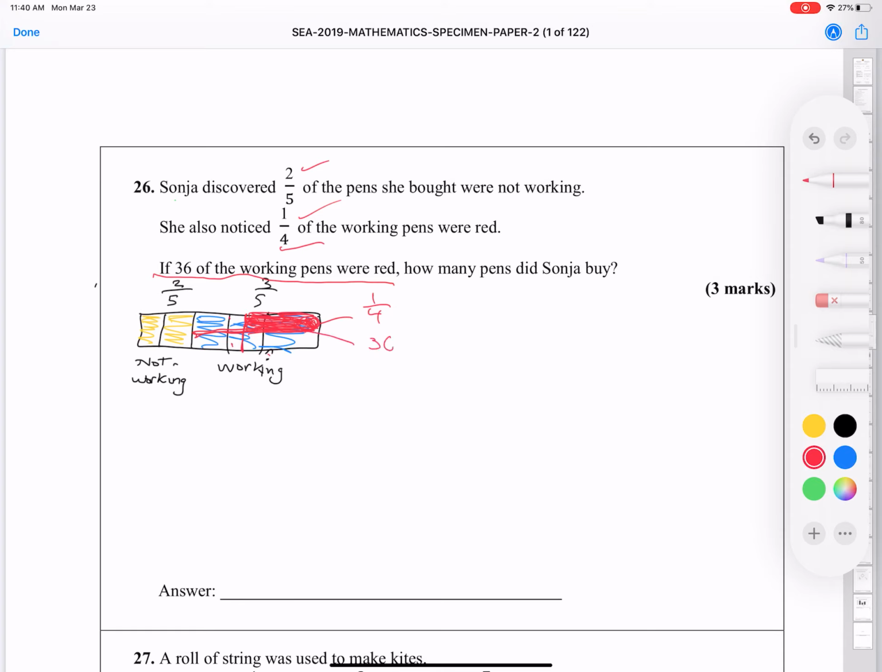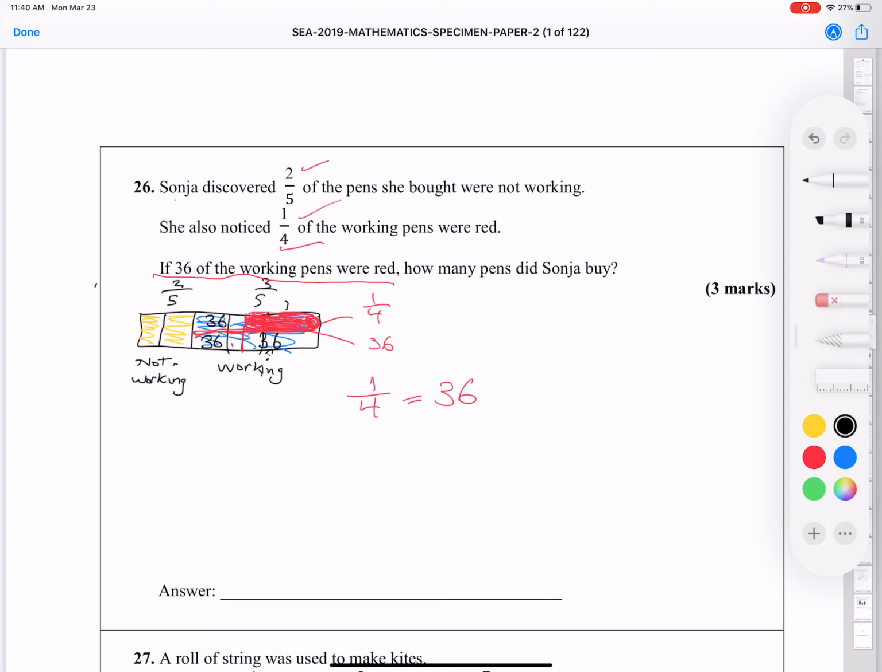Are you seeing that we're talking about the same section of our diagram? That means, now if 1/4 of the working pens were red and 36 of the working pens were red, we're talking about the same thing. So that means 1/4 equals 36. If 1/4 equals 36, that means here's 36, here's 36, here's 36, and the same quarter we were talking about was also 36, which we have already labeled.